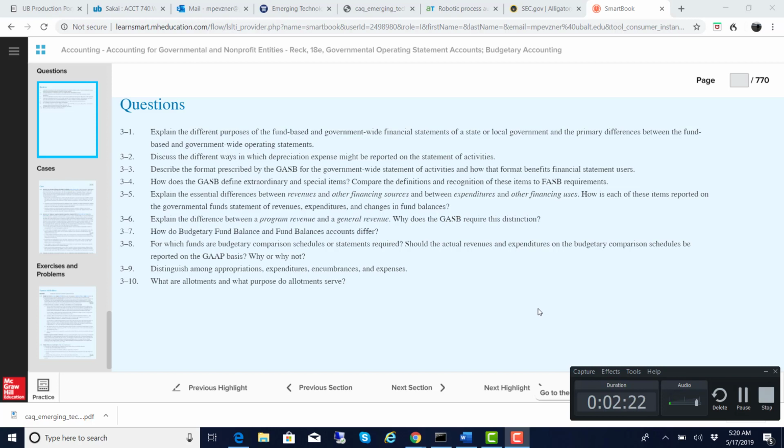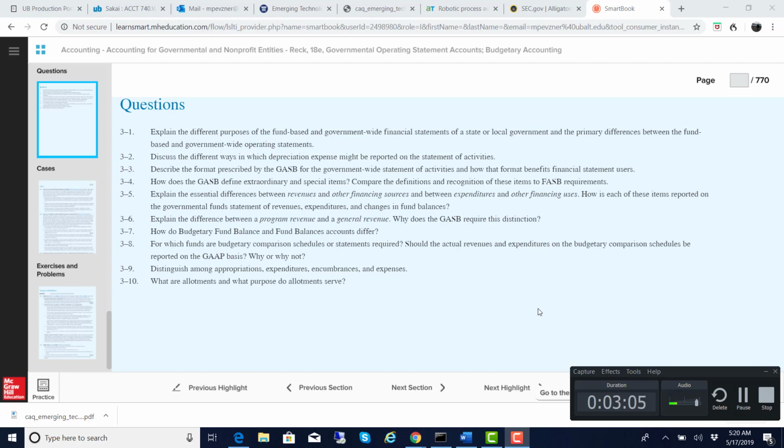The fund-based financial statements' operating statement only focuses on a particular fund. Of course, you talk about revenues and expenditures for the fund, and revenues and expenses for government-wide financial statements. For fund-based financial statements, you talk about revenues and expenditures, and the difference between revenues and expenditures of the fund, augmented by other financing sources and other financing uses, is the change in the fund balance. That's pretty much the short explanation.